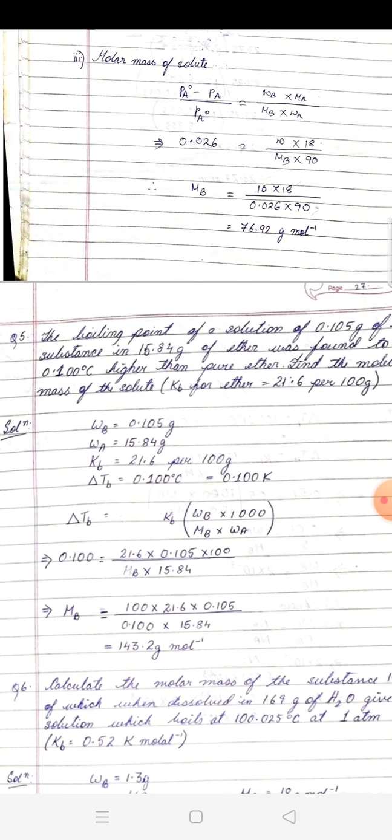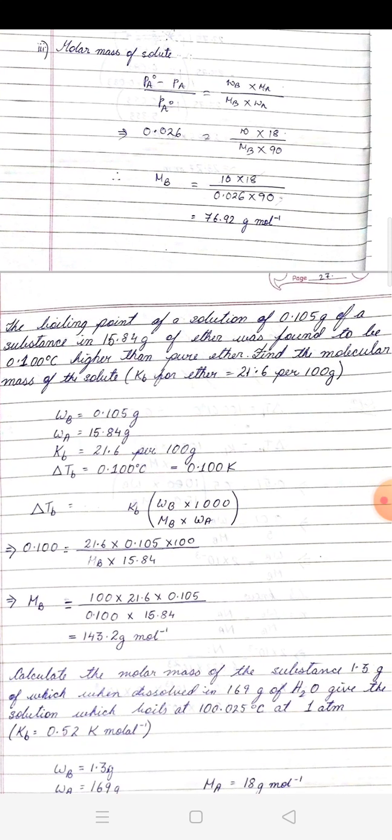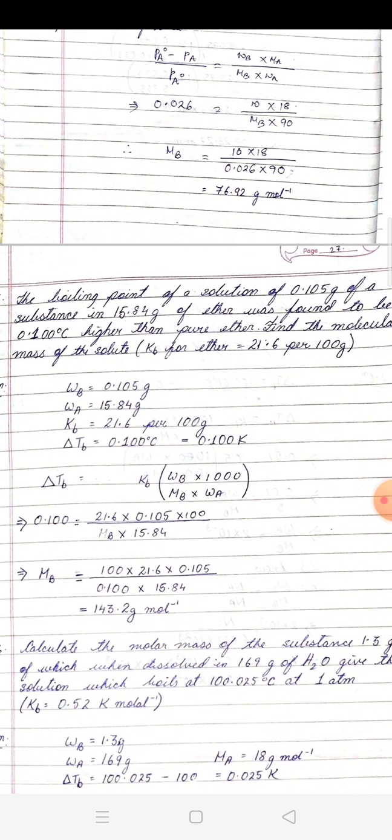You see, the boiling point of a solution of 0.105 gram of substance in 15.84 gram of ether was found to be 0.100 degrees Celsius higher than the pure ether. Find the molecular mass of the solute. So what is given and what is to be found out?